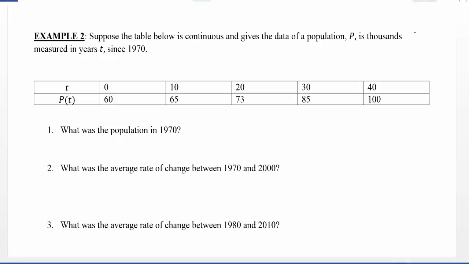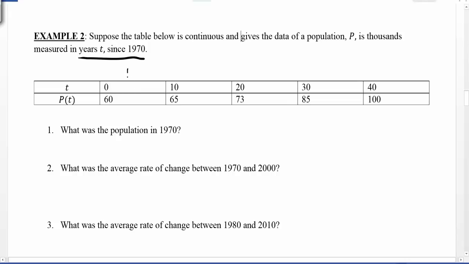So there are 3 questions here regarding this table. The first is, what was the population in 1970? This particular question is important because we have to situate ourselves with what T represents. So T is in years since 1970. Then if we're talking about the population in 1970, that would correspond to T equals 0.